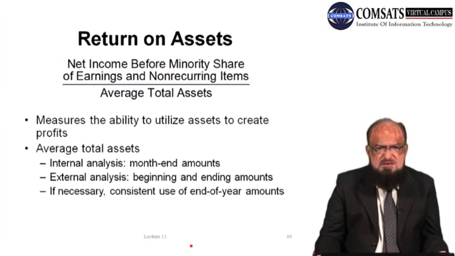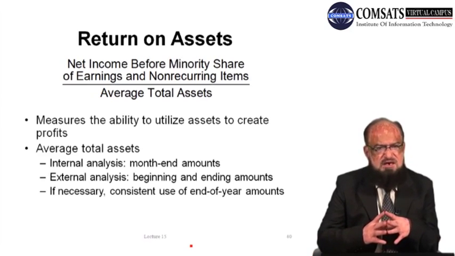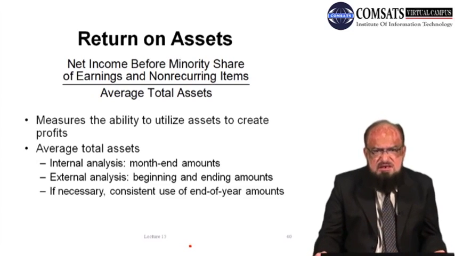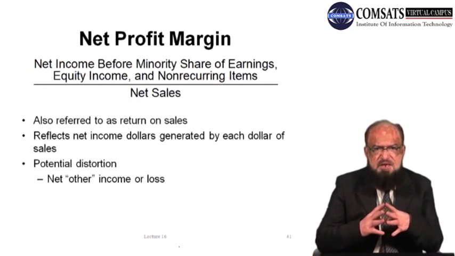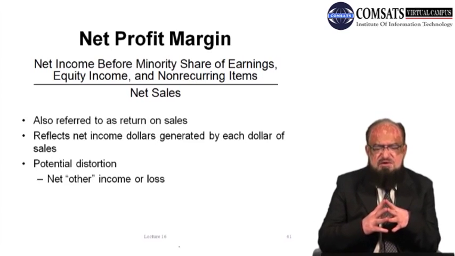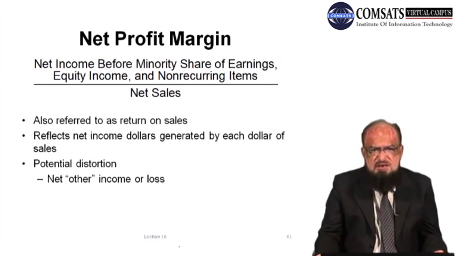And we have discussed in lecture 15 another ratio, return on assets. Formula was net income before minority shares of earnings and non-recurring items divided by average total assets of the business. So dear students, if you remember, we have discussed in lecture 16 another ratio, net profit margin. That was net income before minority share of earnings, equity income and non-recurring items divided by net sales of the business.